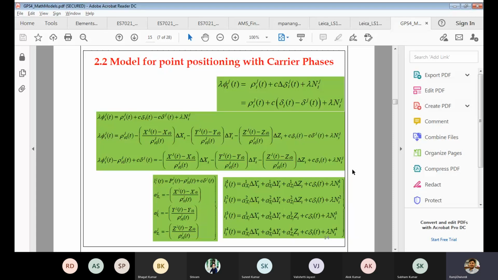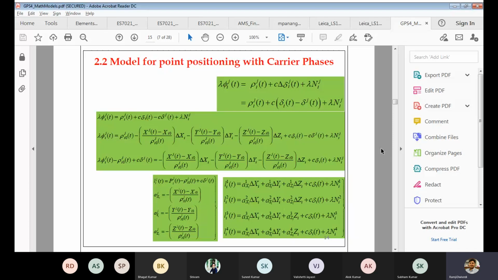Okay, so now let us see this model for point positioning with carrier phases. Is that the model which is there? You can see this model, which is lambda phi ijt is equal to rho ijt plus c delta ijt plus lambda n ij. So this is the compressed model which is written for the carrier phase equation, ignoring all other terms.